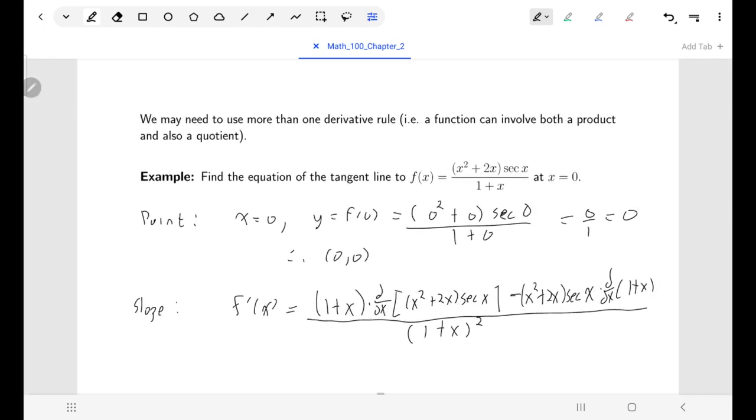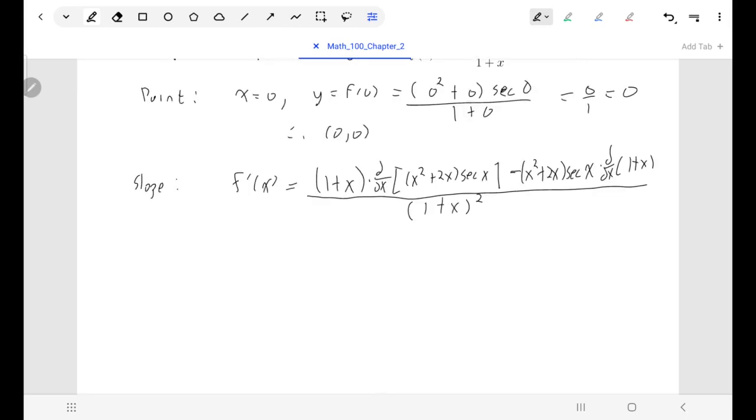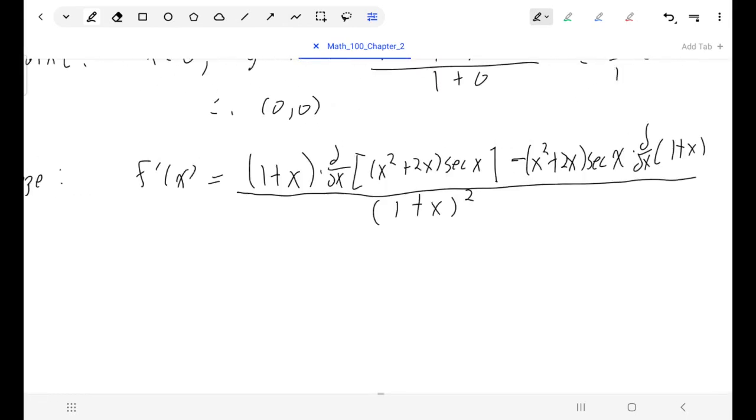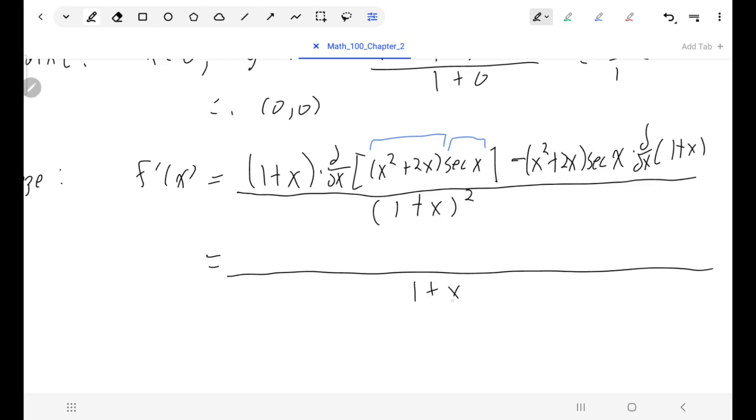Okay, so I've got myself started here. I've diagrammed out what I need to do. As far as the two little derivatives that I need to do now, I can see that one of them is easy enough. The derivative of 1 plus x, that's just going to be 1. But when I do the derivative of x squared plus 2x times secant, I'm going to need to use product rule, where I have x squared plus 2x is one of the factors and secant is the other. So now I'm going to take the derivative of that little product using product rule.